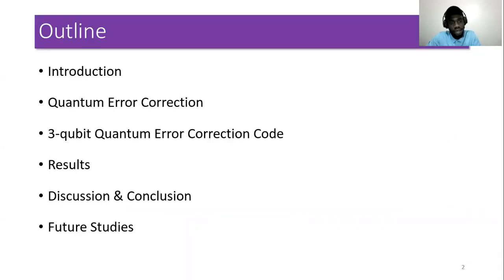As an introduction, I will explain some basic concepts that are relevant to quantum information and quantum error correction. And then I will explain the stages involved in quantum error correction. Specific to this project, I will be showing you a 3-qubit quantum error correcting code and explaining the different parts involved. The results obtained from this research will be presented after that, and the conclusions that were made from this research will also be discussed. The future trajectory of this research work will be presented.